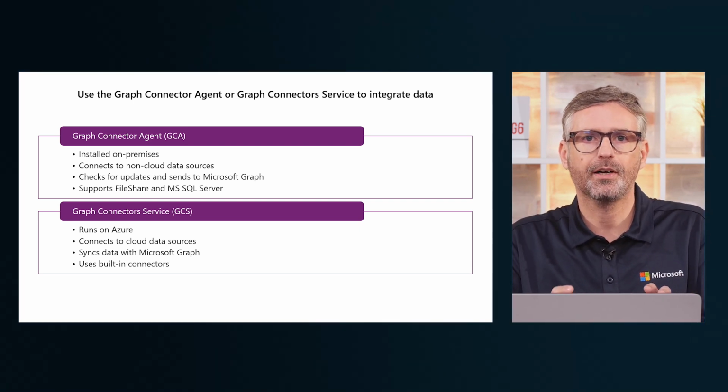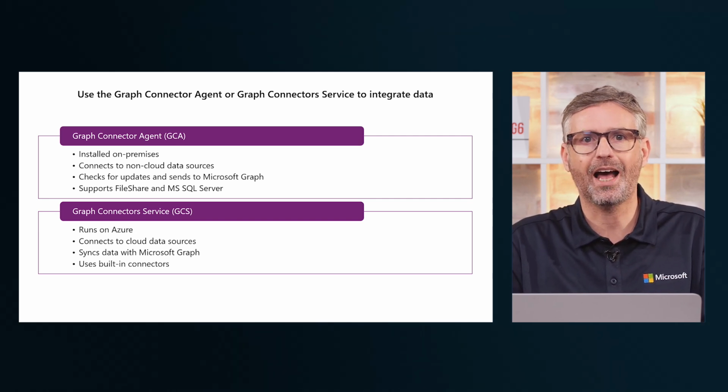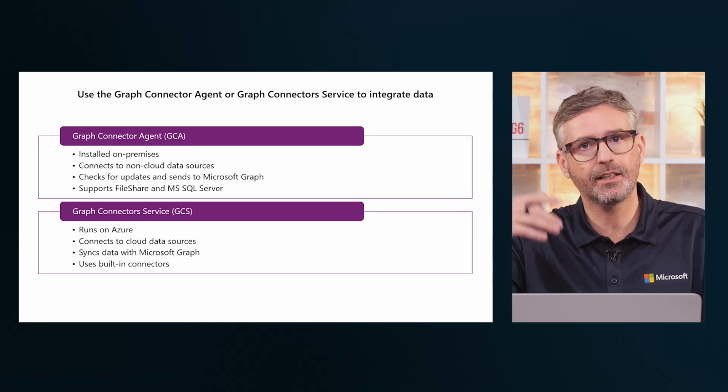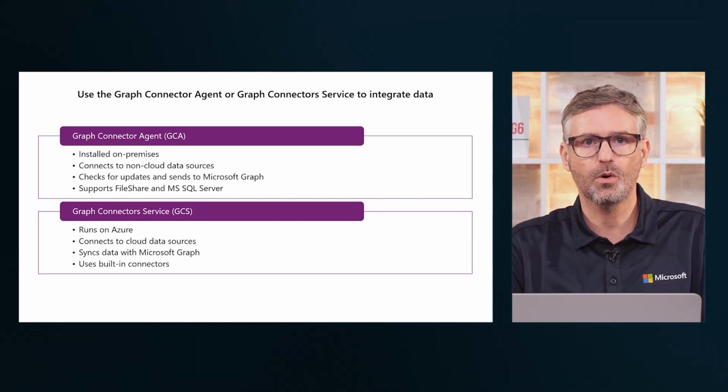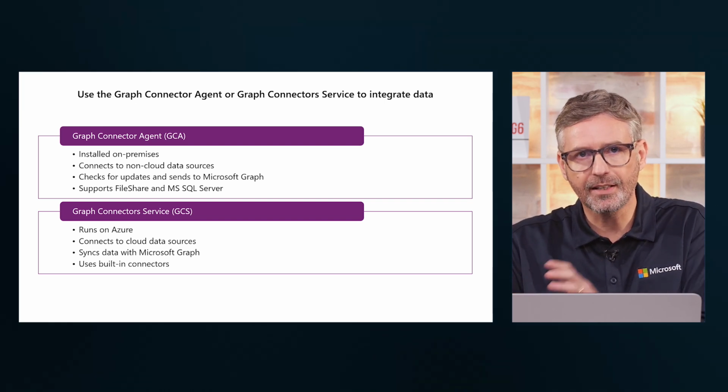On the other hand, we have Graph Connector Service. This is a service that runs on Azure, and it helps you connect to data sources that are in the cloud. It also syncs the data with the Microsoft Graph using some built-in connectors.